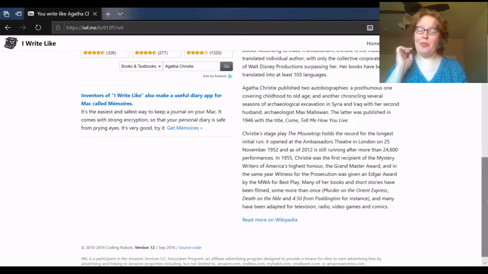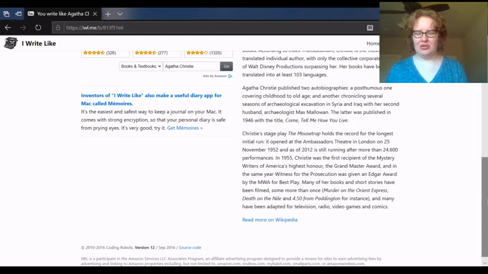Christie's stage play The Mousetrap, which I saw in high school. A friend of mine was doing it at their school for his senior play. That was pretty cool. It holds the record for the longest initial run. It opened at the Ambassadors Theatre in London on 25 November 1952, and as of 2012 is still running after more than 24,600 performances. In 1955, Christie was the first recipient of the Mystery Writers of America's highest honor, the Grand Master Award, and in the same year, Witness for the Prosecution was given an Edgar Award by the MWA for Best Play.